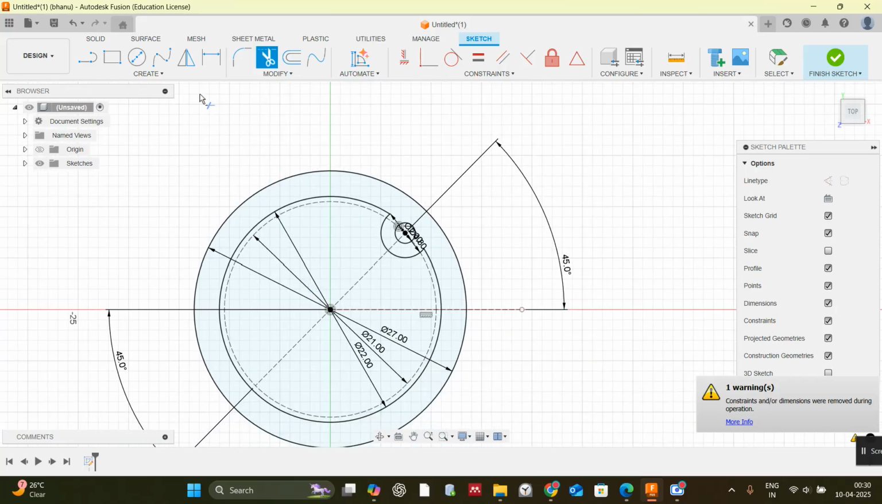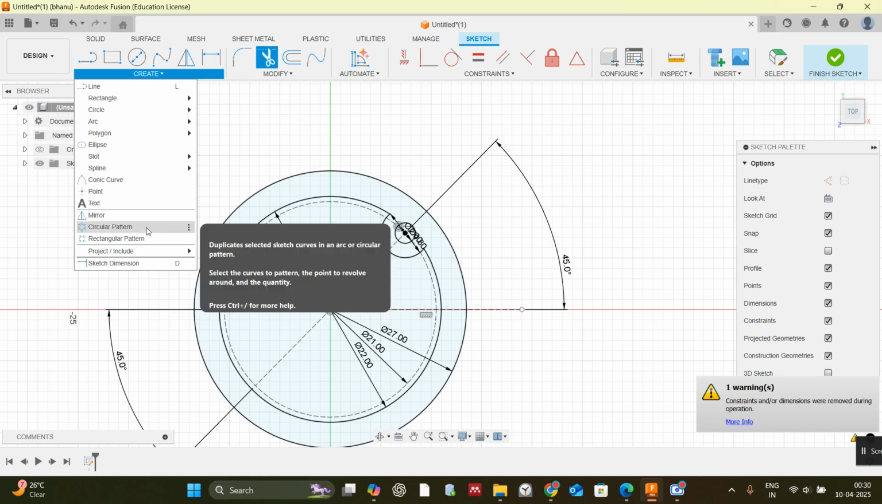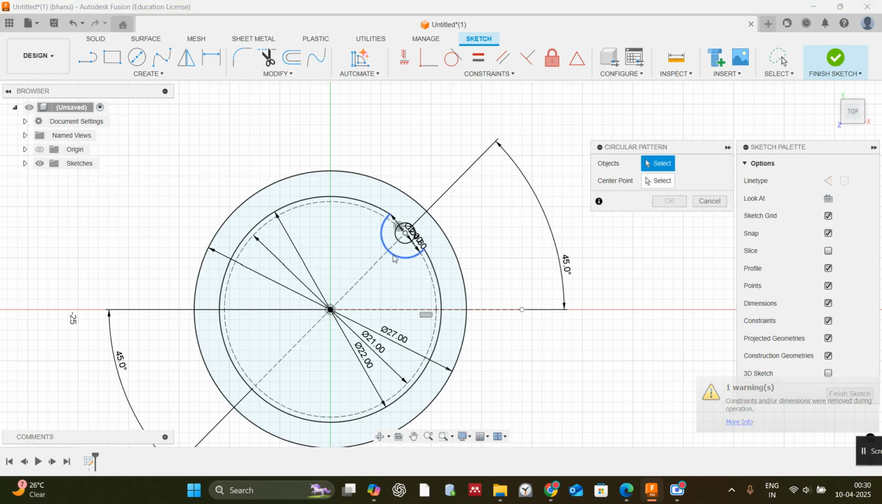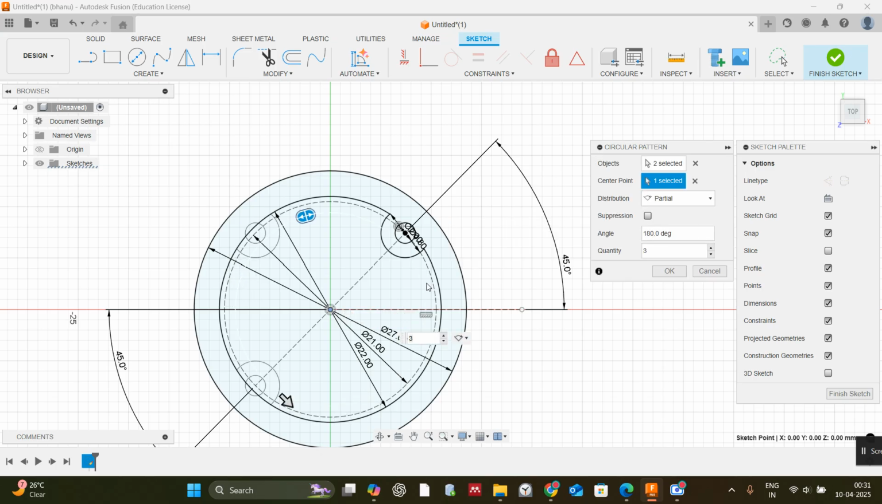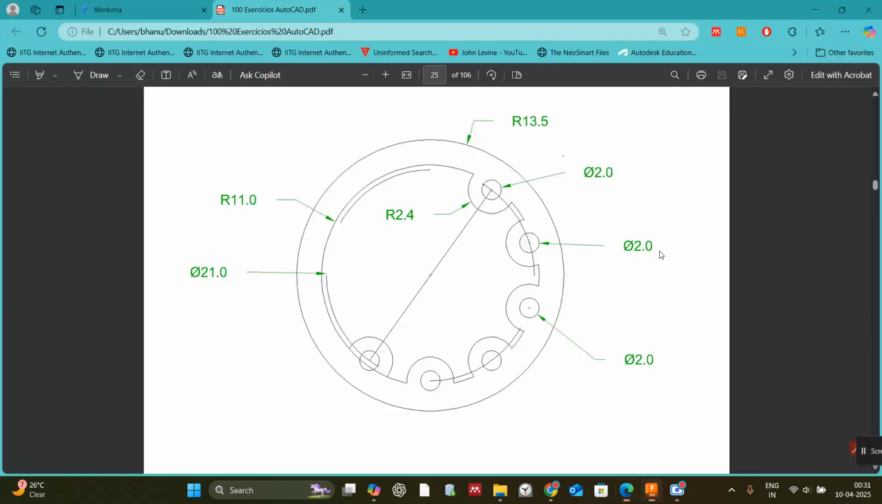So now I'm going to use the rotate circular pattern. So here these are the features I want to rotate around the circle, and the center point is this one, and there is an option called partial. So around 180 degrees. 1 2 3 4 5 6.